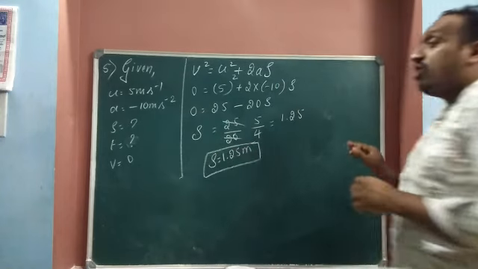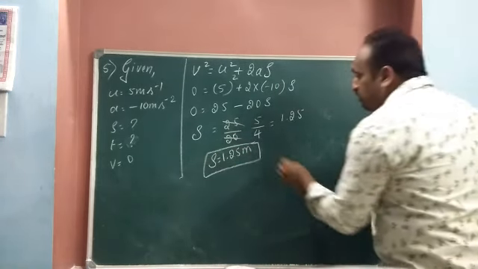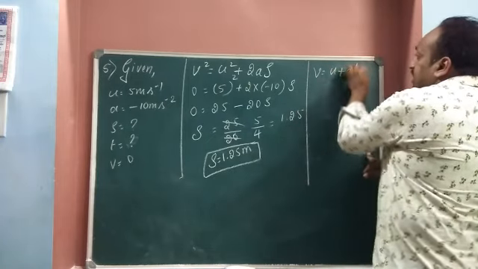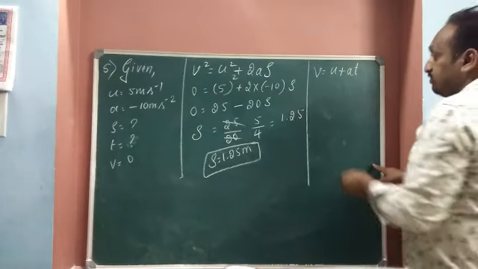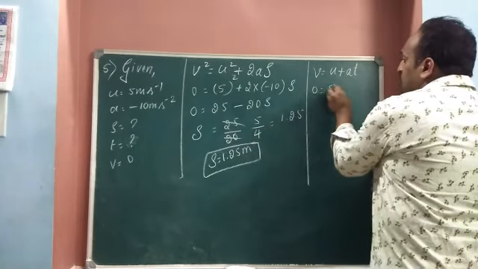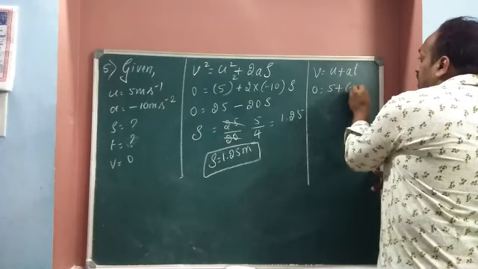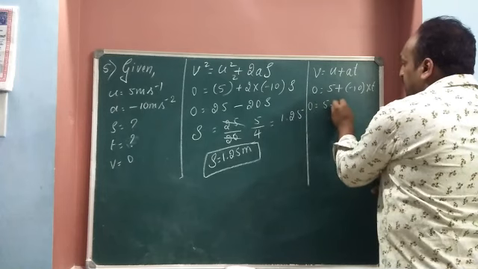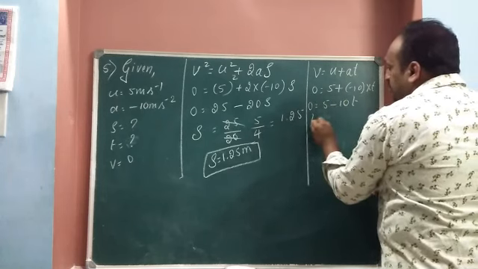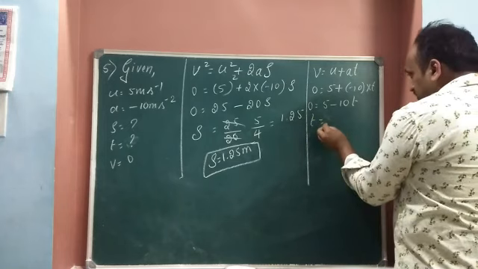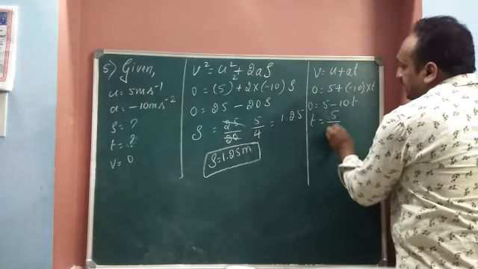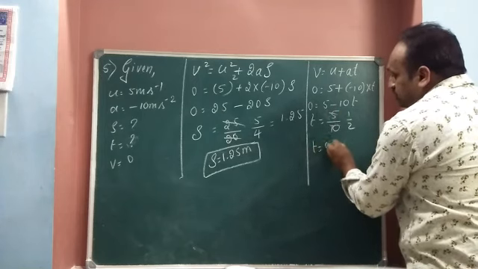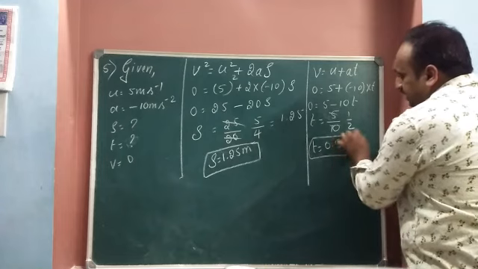To find the value of t, we are going to use the formula v is equal to u plus at. Substitute the value. 0 is equal to 5 plus minus 10 into t. So 0 is equal to 5 minus 10t, or t is equal to 5 by 10, so 1 by 2, or t is equal to 0.5 second.